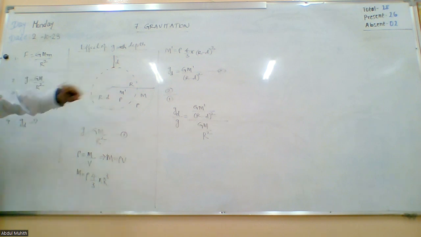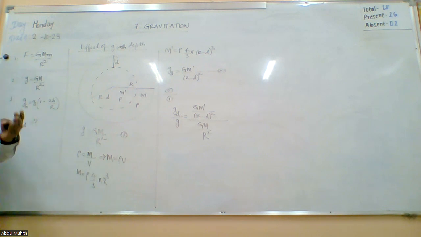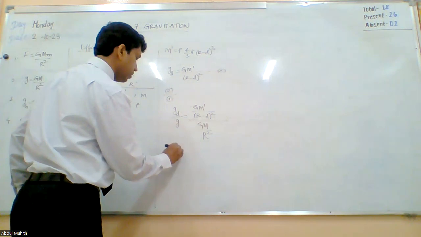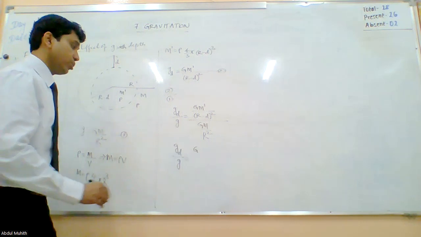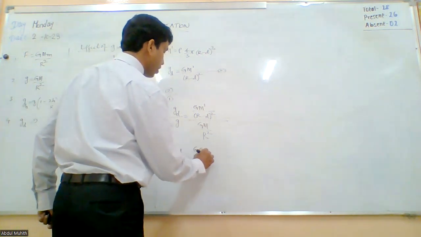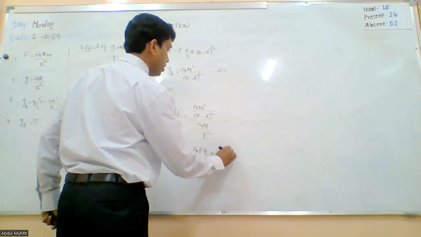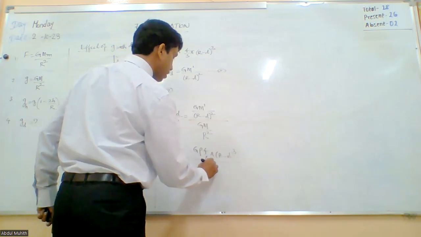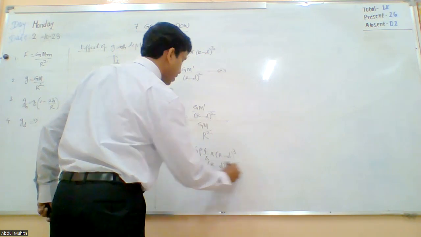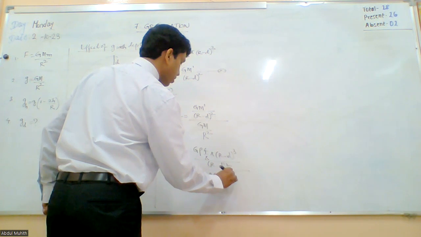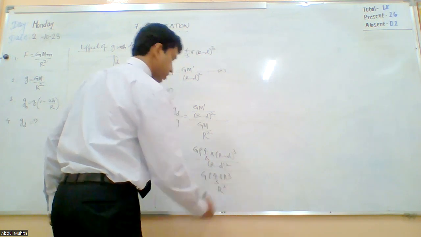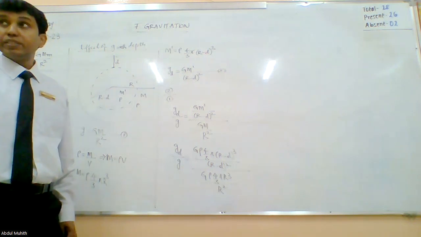Is that clear? The derivation for height and depth is not the same. The way of doing the derivation for height is different from depth. Now, g d by g equals G into M dash, where M dash is rho into 4 by 3 pi into R minus d whole cube, divided by R minus d whole square, divided by G into rho 4 by 3 pi R cube divided by R square. Is it clear, girls?